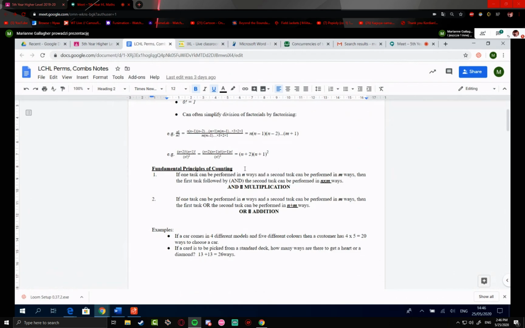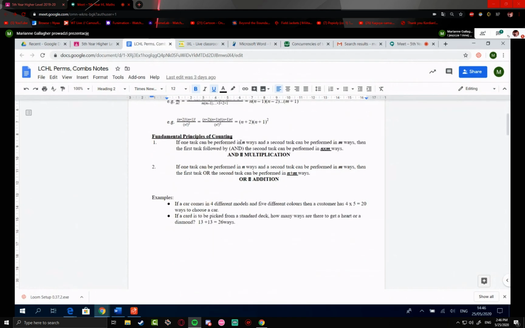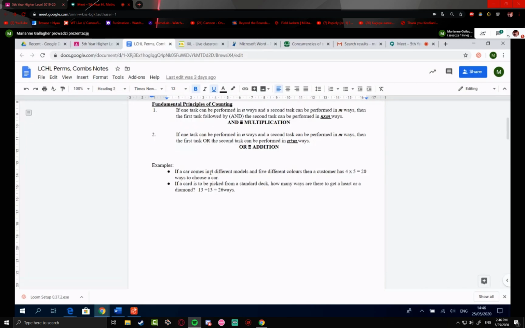And the fundamental principle of counting is basically if you're going to do one thing N ways and another M ways, then the total number of ways is N times M. And if it's one or the other, then it's N plus M, okay? So like if you have a car in 4 models and 5 colours, then you're going to have 20 choices of how you get your car. It could be, whatever, a red Mondeo or a green Mondeo or a blue Fiesta or whatever, okay?